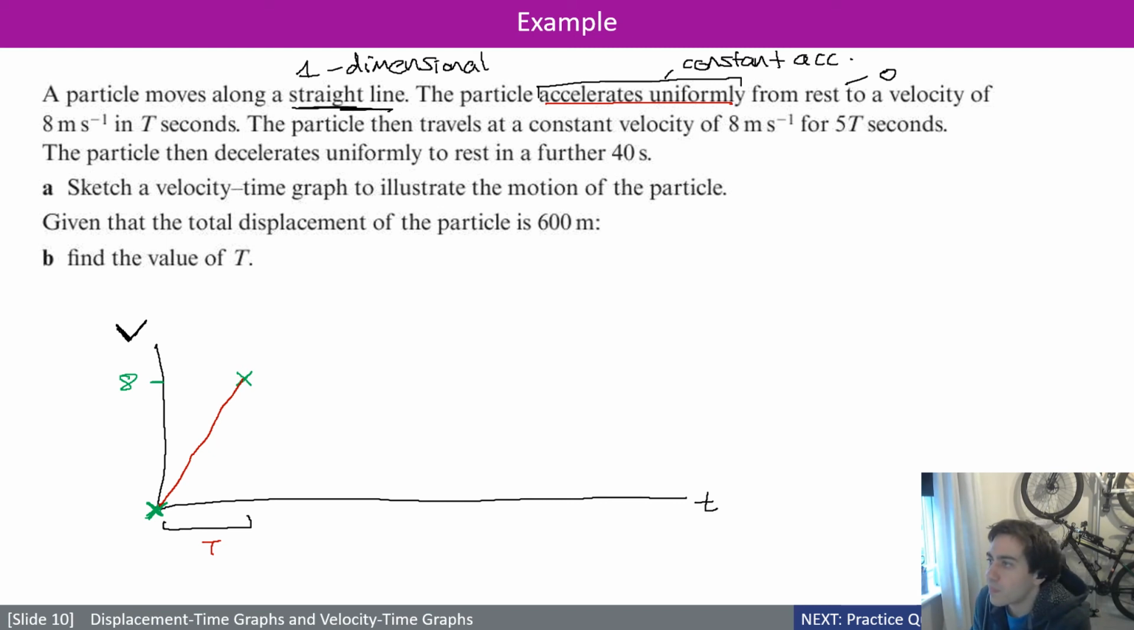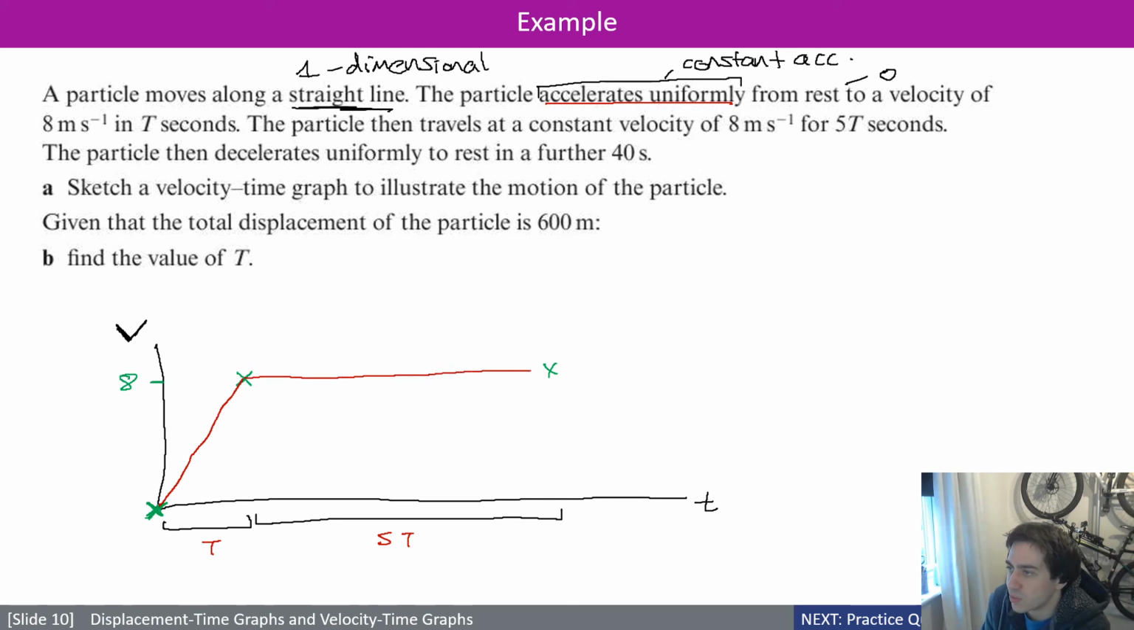And then it travels at a constant velocity for 5t seconds. So 5t later, it's still going at the same speed, right? It's still the same speed because it's constant velocity, and that corresponds to a big horizontal line, constant speed for 5t.